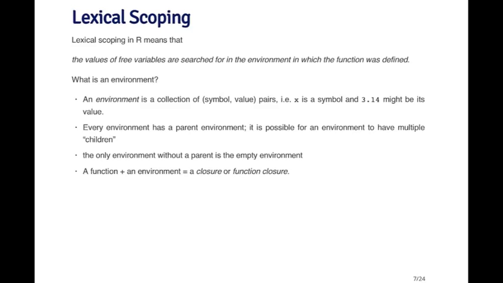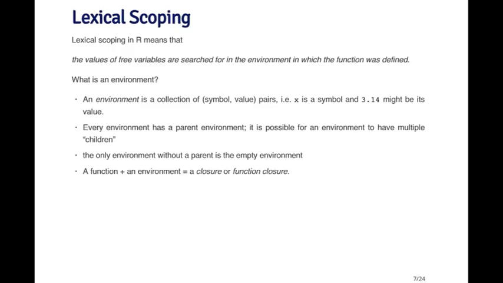And so what's an environment? An environment is a collection of symbol value pairs, right? So x is a symbol and 3.14 might be its value. Every symbol has a value bound to it, and you can think of everything in R as being pairs of symbols and values. So another symbol might be y, and its value is a data frame, for example. Every environment has a parent environment, kind of like the environment that sits on top of it, that it inherits from. It's possible for an environment to have multiple children, so there might be one parent environment and many child environments. There's only one environment without a parent, and that's the empty environment.